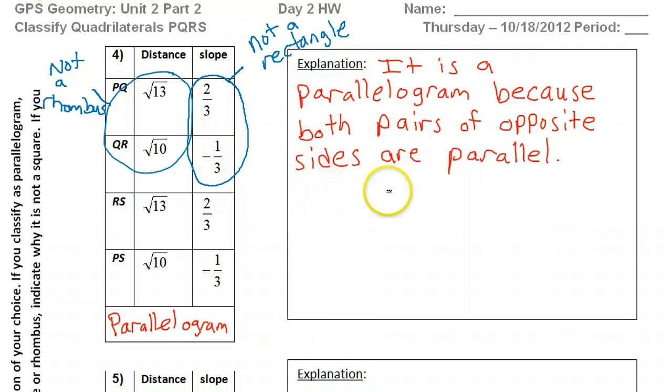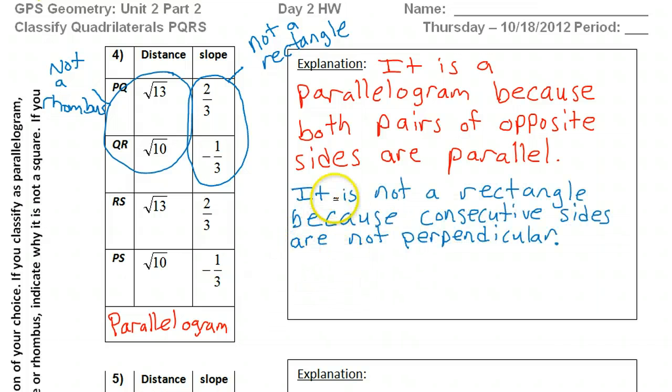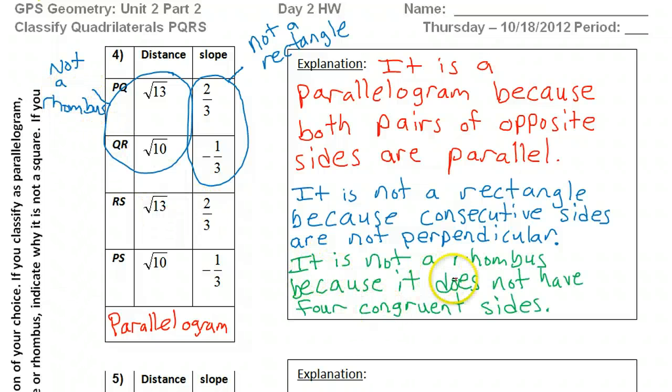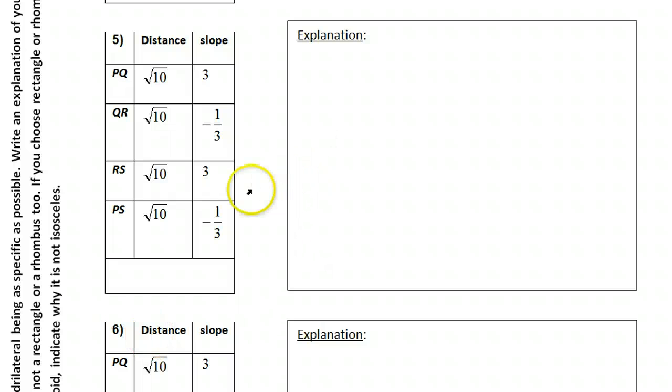Of course, if you wanted to write it out in sentences, here's how you would do that. You could say that it's not a rectangle because consecutive sides are not perpendicular. You still have to mention why it's not a rhombus. You could say it is not a rhombus because it does not have four congruent sides. They're different. Alright, let's look at problem number 3. Did I say number 3? I meant number 5. Okay, here's problem number 5.